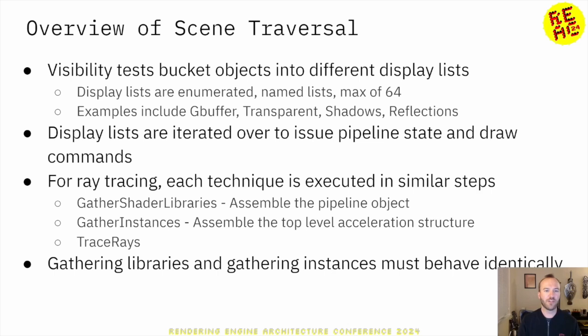For ray tracing, each technique follows a common pattern of operations. First, we iterate over the objects in the display list to determine all of the ray tracing shader libraries contributing to the shader binding table this frame. This helps us assemble or update the ray tracing pipeline state object. Then the objects in the display list are iterated over again to build the top-level acceleration structure and populate the shader binding table. These two steps have to be written in such a way that they produce identical iterations. A mismatch would cause an object to point at the wrong material values, or worse, an invalid shader binding table entry.